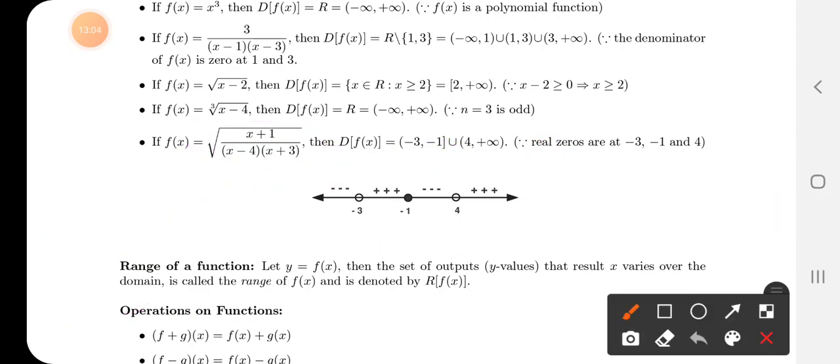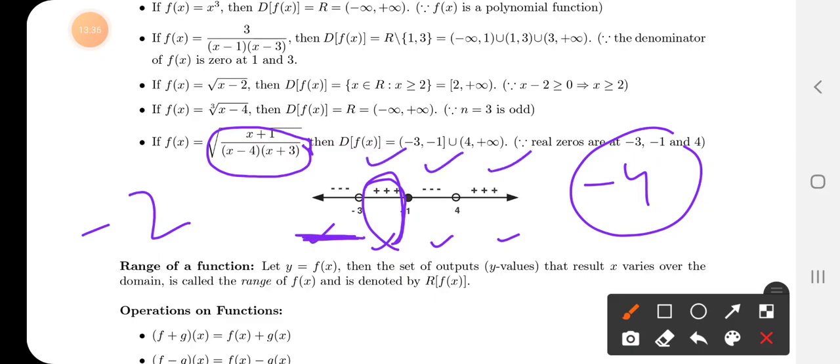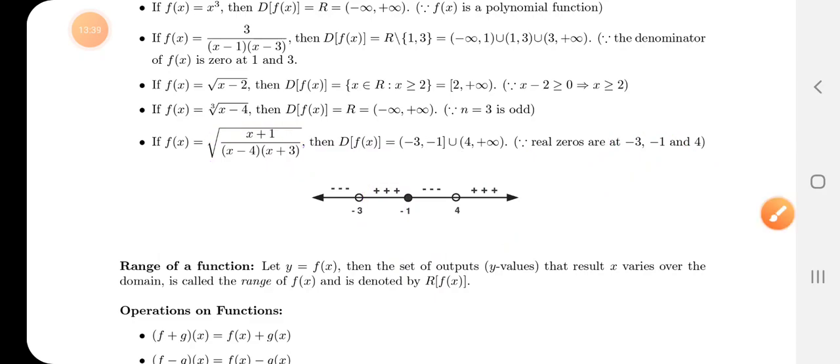And how did I write their signs? Negative, positive, negative, positive. I took a testing number. I take a number which is less than minus 3, for example minus 4, and I substitute it in this rational function, and whatever I got, that's negative, that's why it's negative. Similarly for the next part, I chose a number from this interval like minus 2, and this is positive, again this is negative, and this is positive. But at the end we have to choose the positive one.